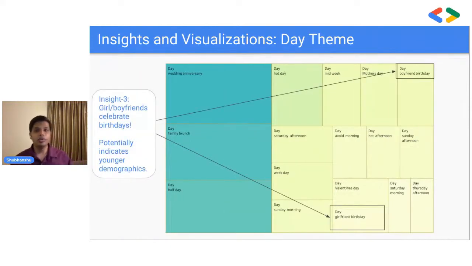Another great insight to know is who your customers are. Birthday celebrations by girlfriend, boyfriend indicate younger demographics. This can help you frame your target audience and plan promotional campaigns accordingly.